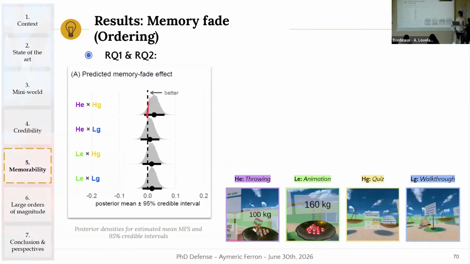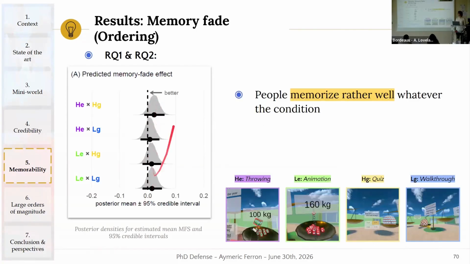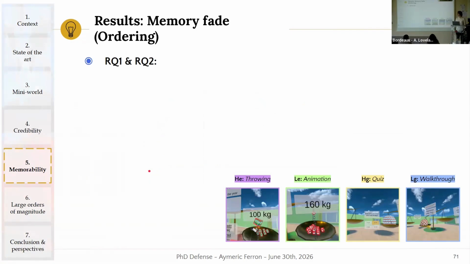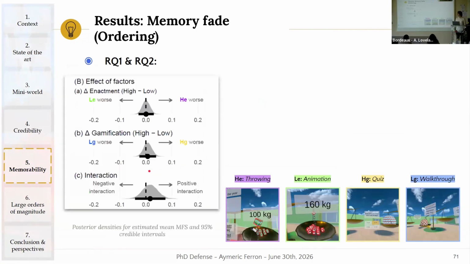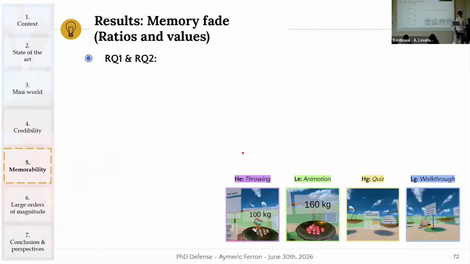Here we can see that 0 means perfect retention. We can see here we are rather close to 0, meaning that people memorize rather well, whatever the condition. And when we look by factors, all our plots are centered on 0. So we got no evidence for an effect by factor.